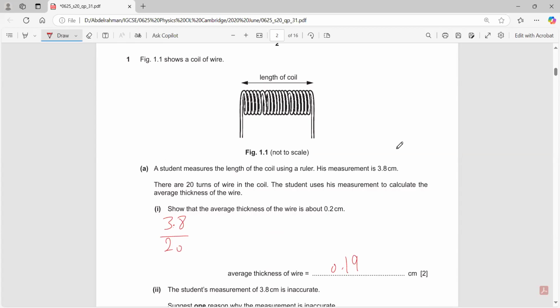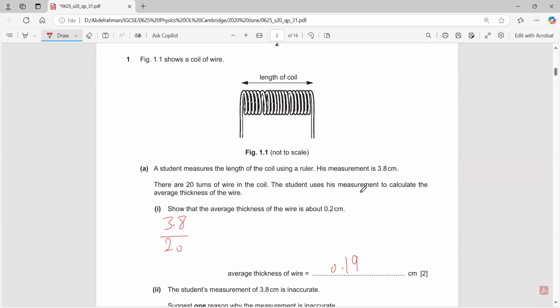Reading perpendicularly, this is a really nice answer. This is actually more of a paper six answer than a paper three answer. The parallax error is more of a reading issue. Another answer is that he did not start from zero. Yes, that's a more practical answer for paper three.